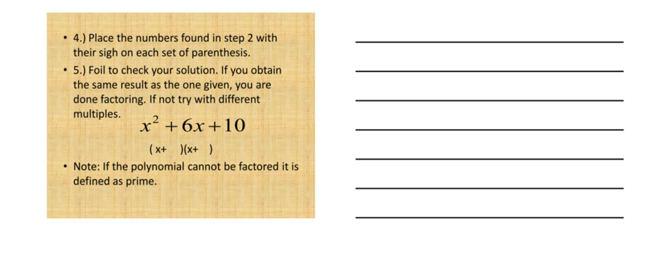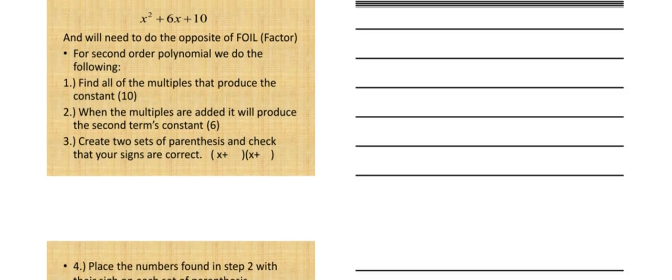5. Check your solution: if you obtain the same result as the one given, you're done factoring. If not, try with different multiples. Note that if the polynomial cannot be factored, it's defined as prime. So let's try to factor x squared plus 6x plus 10 in this case.